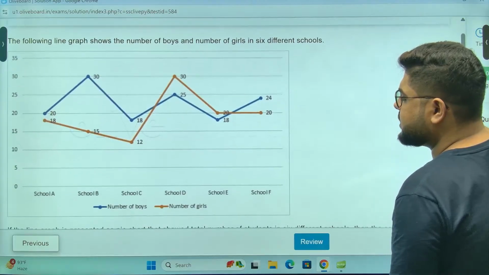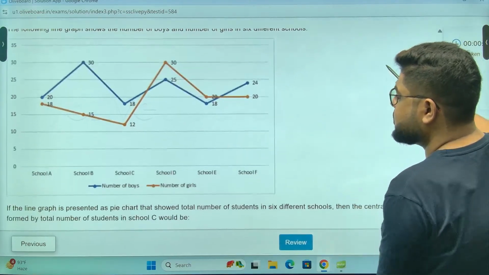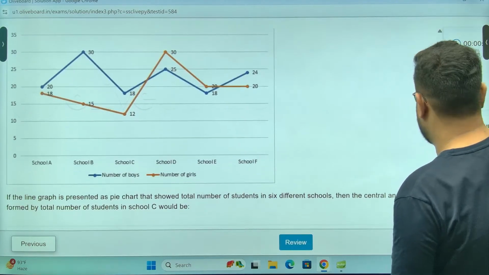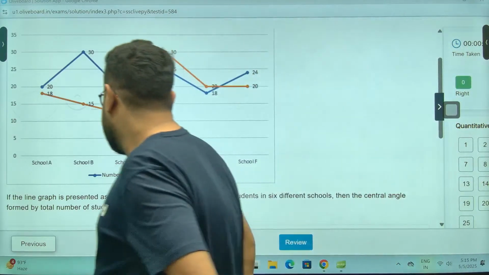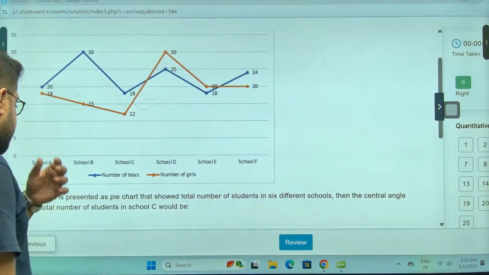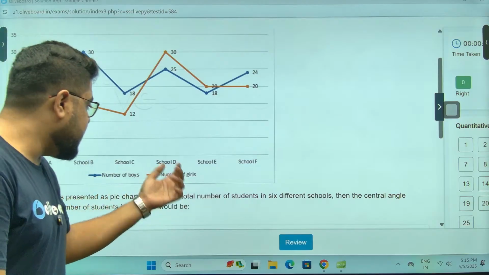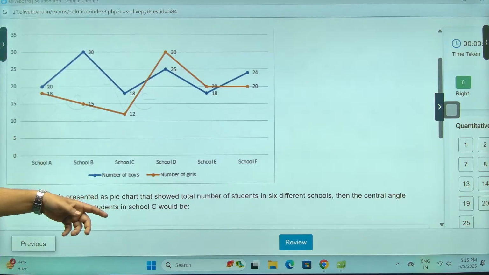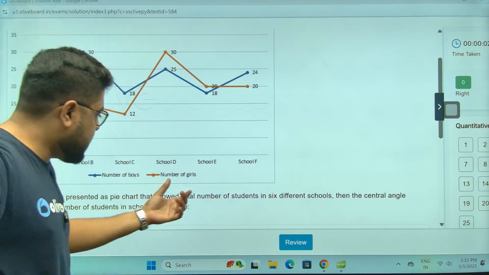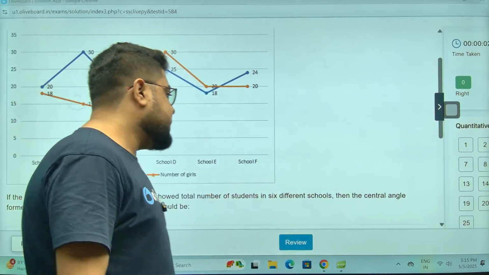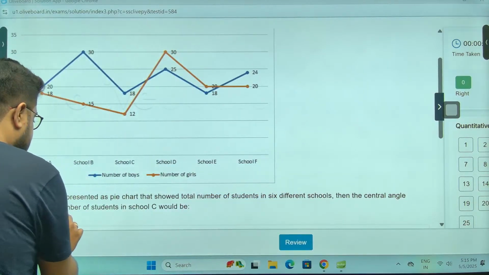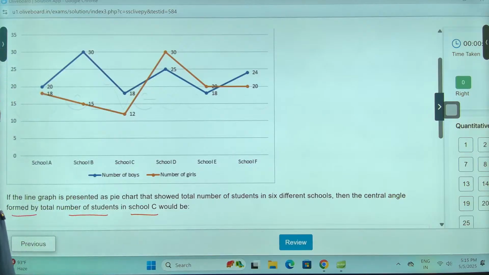Number of boys and girls in 6 different schools. Okay, sir, let's see what they're asking. Now, if the line graph is presented as a pie chart that shows the total number of students in the 6 different schools, then we need the central angle formed by the total number of students of school C.